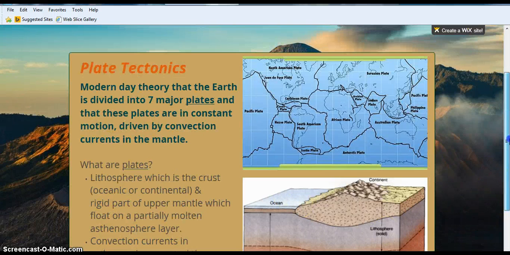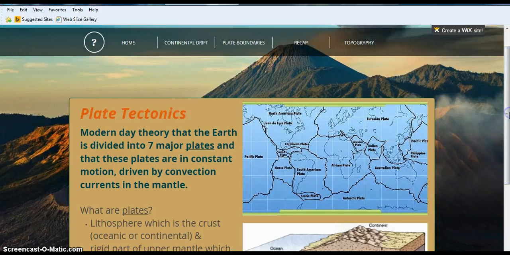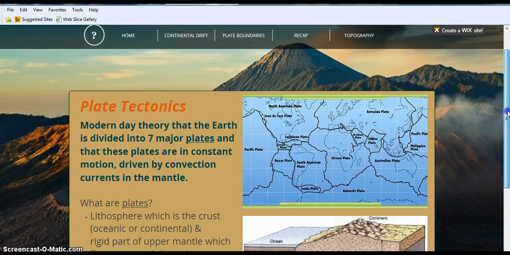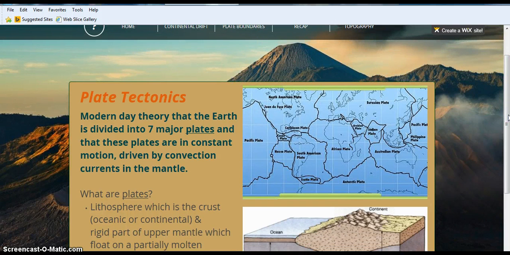So that summarizes our idea of continental drift, Alfred Wegener's theory, how it's supported by seafloor spreading, what layers make up the Earth and the lithosphere, and how convection currents move.